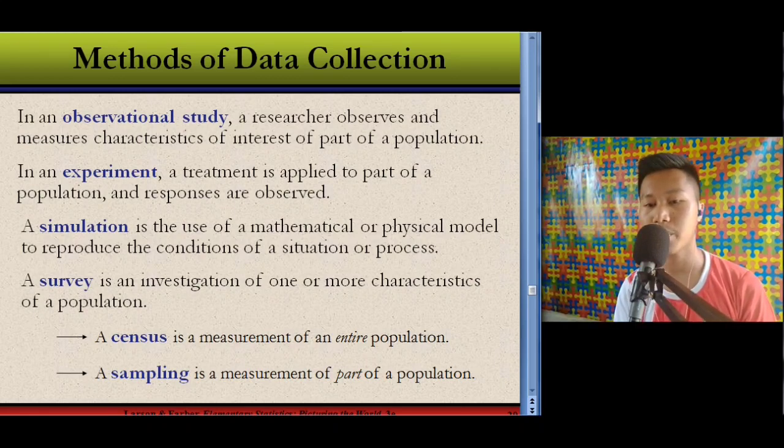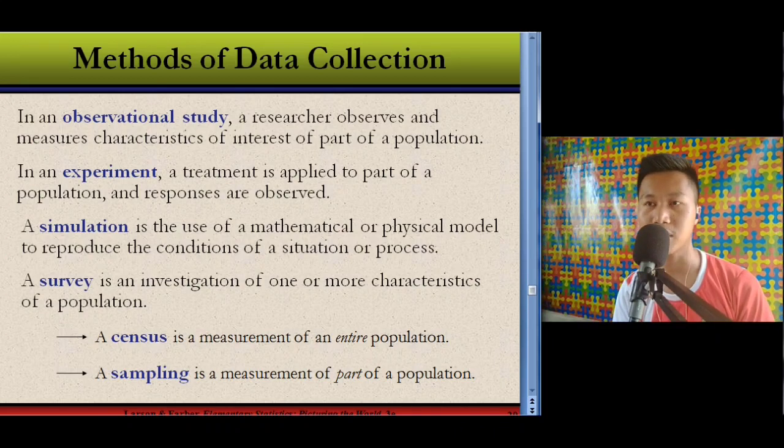Now for the most common one, we have survey. So this is an investigation of one or more characteristics of a population. So we have two here, census and sampling. Now for the census, this is a 100% survey. So you survey the entire population, whereas sampling, sample.